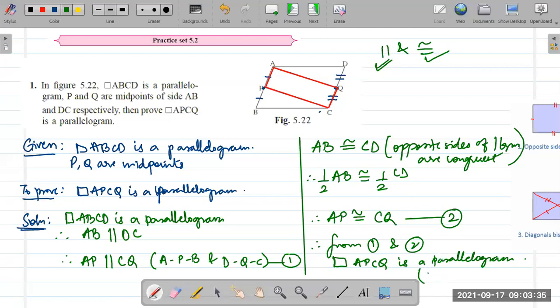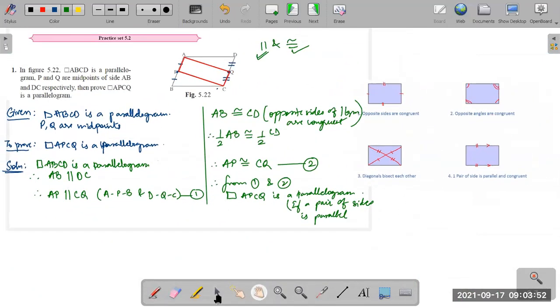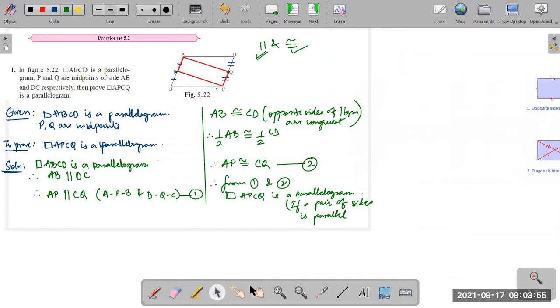Because if a pair of sides is parallel and congruent, then the quadrilateral is a parallelogram. If a pair of sides is parallel and congruent, then it is a parallelogram. All right. So this is how we prove it.